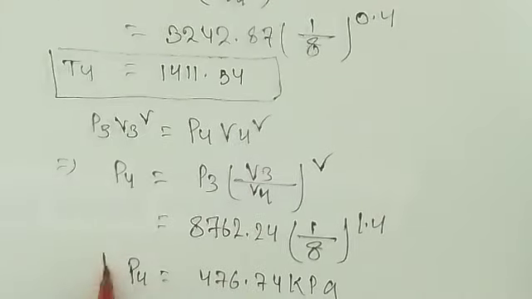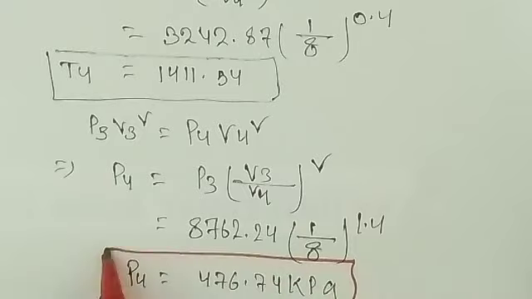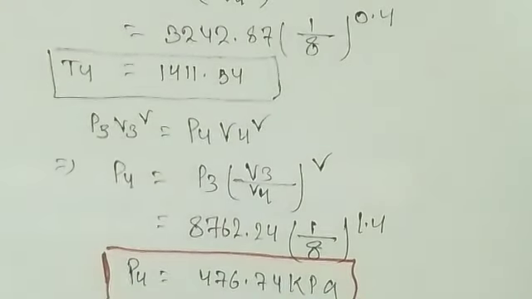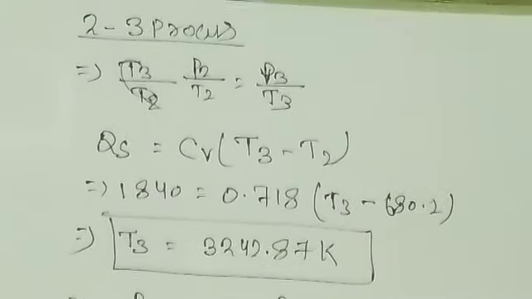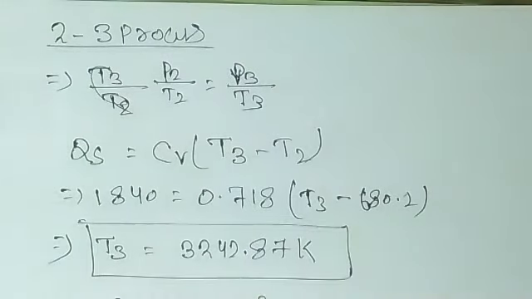So that P4 also you calculated. It means that we got the temperature and pressure at each point, right? So T1, T2, T3, T4, P3, P4 we got. Now we have to find out the thermal efficiency. So thermal efficiency of an Otto cycle, you know, is 1 minus 1 by RC to the power gamma minus 1.